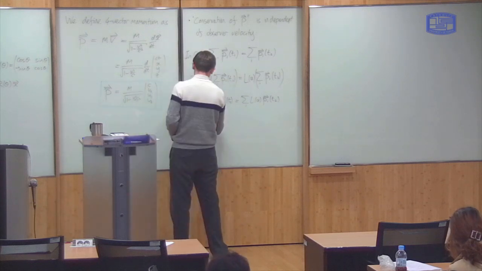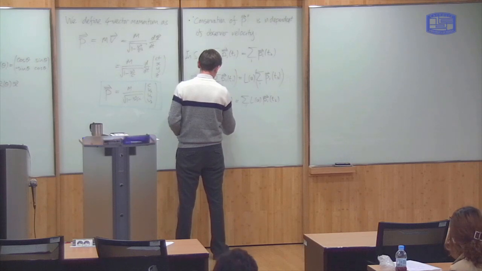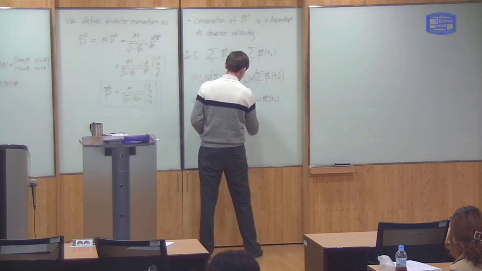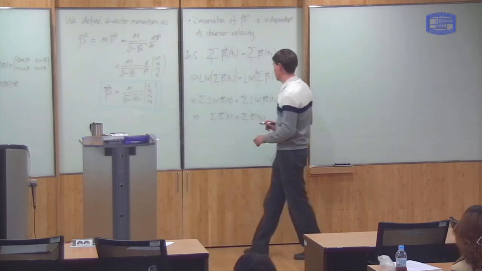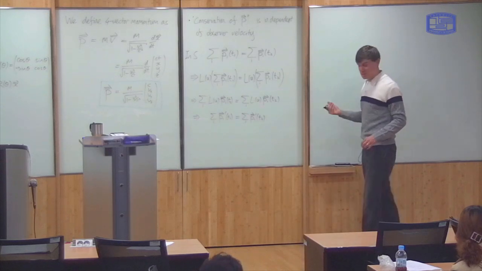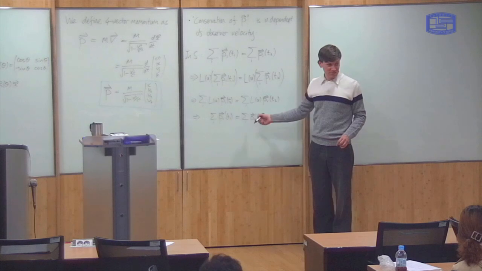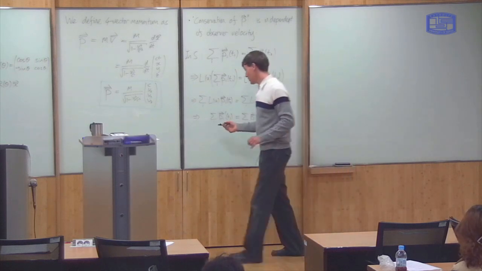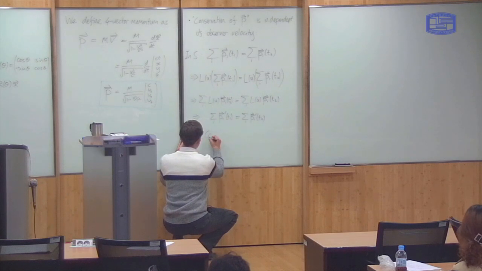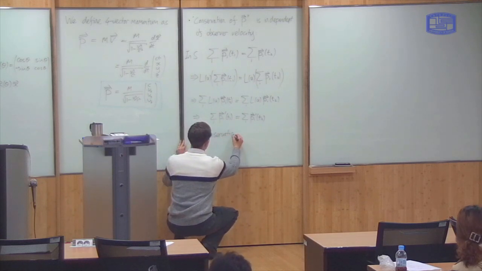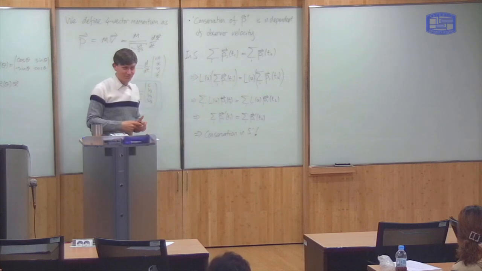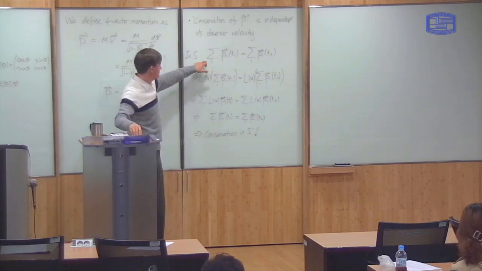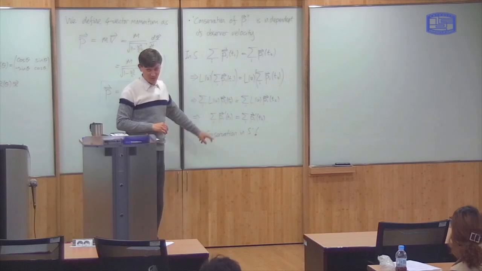So this means that the sum over i of p_i prime at t1 is equal to the sum over i of p_i prime at t2. But what does this mean? This means you've also got conservation, the same conservation law, in S prime. So that's the proof. It's a very nice, easy proof. If it's conserved in S, it must also be conserved in S prime. And that's what we want.